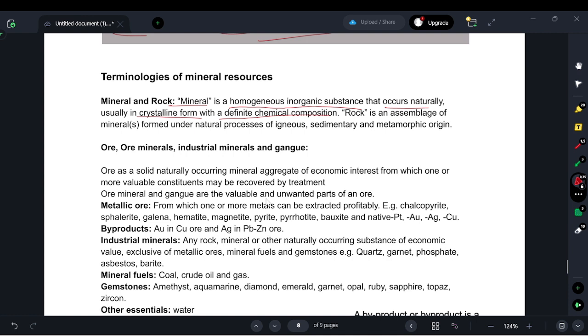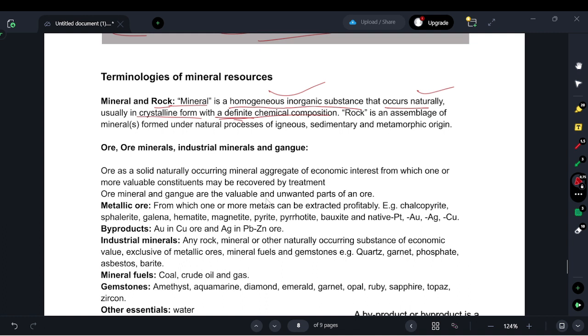You should understand these things. It is a homogeneous inorganic substance that should occur naturally, it is usually in a crystalline form, and it should have a definite chemical composition. What does it mean by definite? Because minerals make a solid solution, they will not necessarily have a fixed chemical composition, but they have a definite chemical composition. It might vary from one to another, but if they have solid solution, they will not have a fixed chemical composition. That's why it is written here that they should have a definite chemical composition.